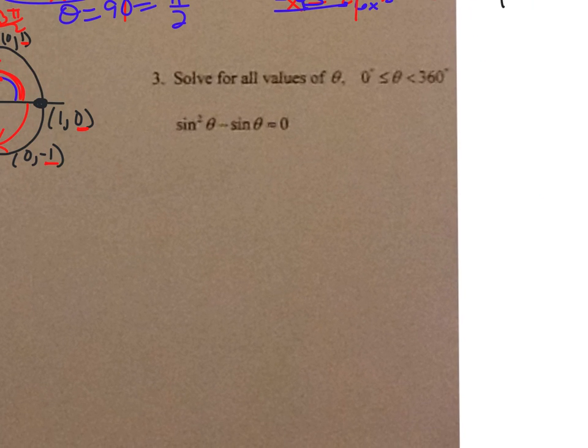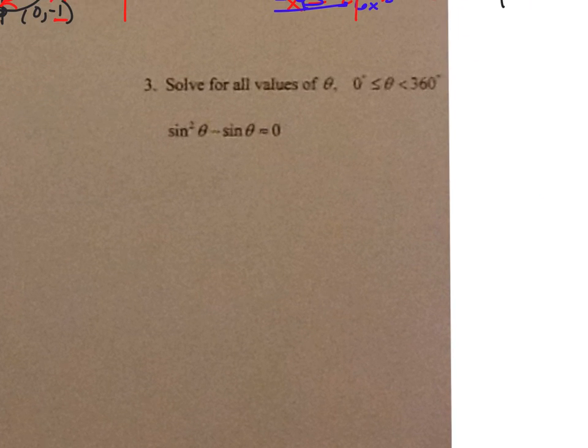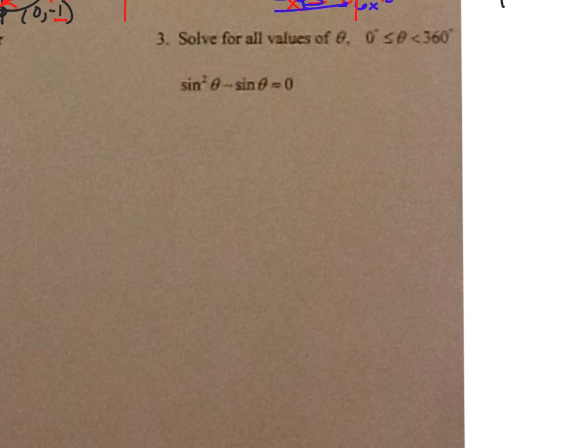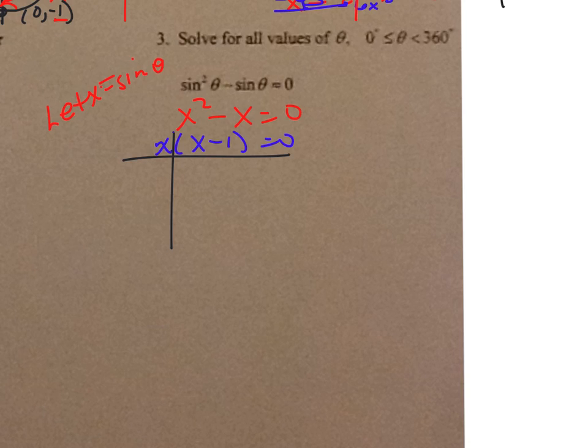Okay, so number 3 is solve for theta from 0 to 360 degrees. So I have sine squared theta minus sine theta equals 0. So I'm going to start by let x equal sine theta. So I have x squared minus x equals 0. So the GCF is x, so it's x times x minus 1 equals 0. So I get, t-chart, x is equal to 0, x is equal to positive 1. All right, replace x with sine. So I have sine theta equals 0, and sine theta is equal to 1.